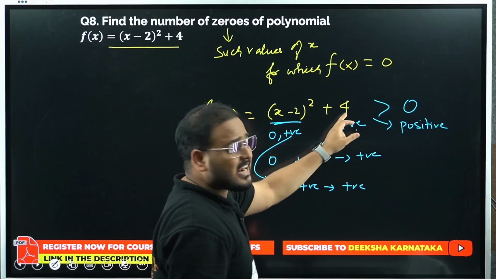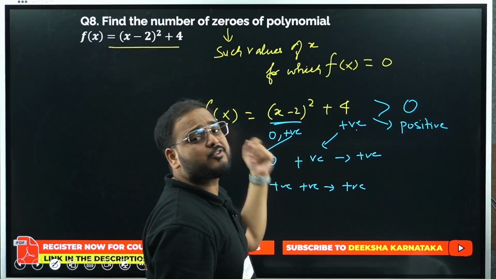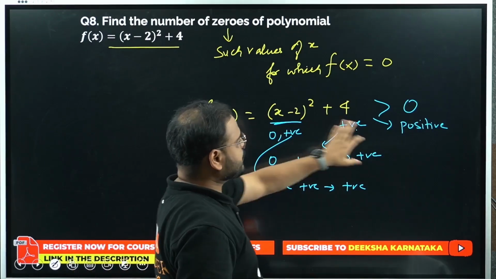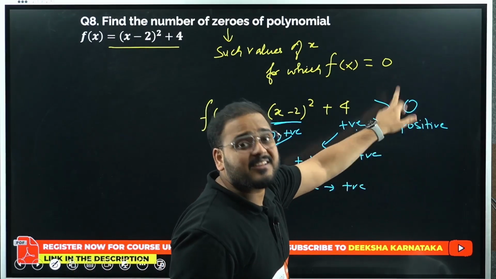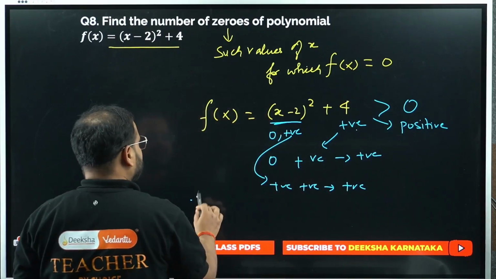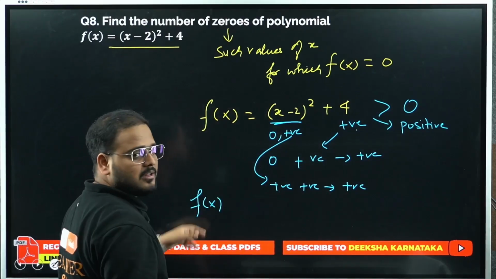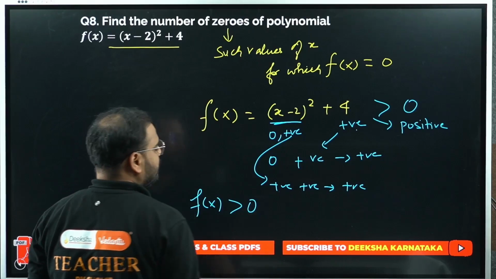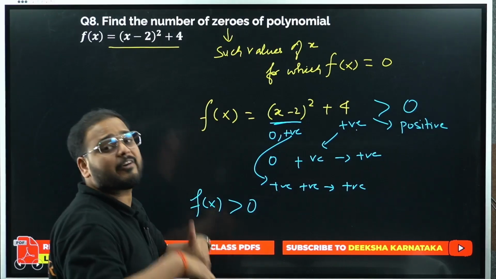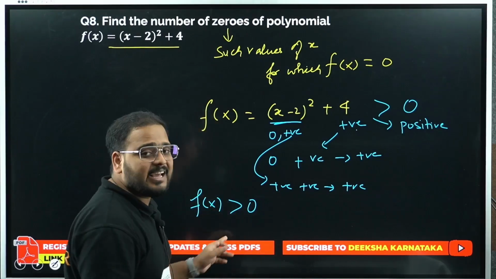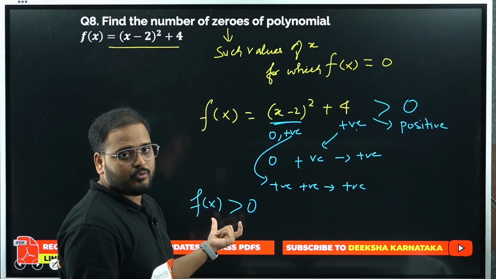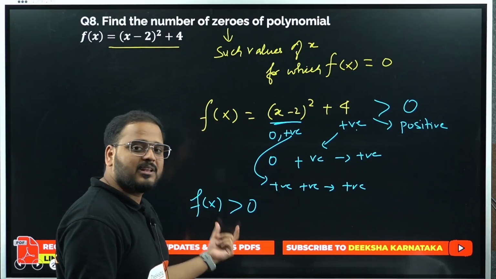So 4 is added to any number whose least value is 0. It means it has to be always positive. Positive means what? Greater than 0. Then how can this f(x) become equal to 0? f(x) is always greater than 0. It means this will never become equal to 0 for whatever value of x. Whatever x I take, this can never become equal to 0, because it's always greater than 0, no? It can never become equal to 0.